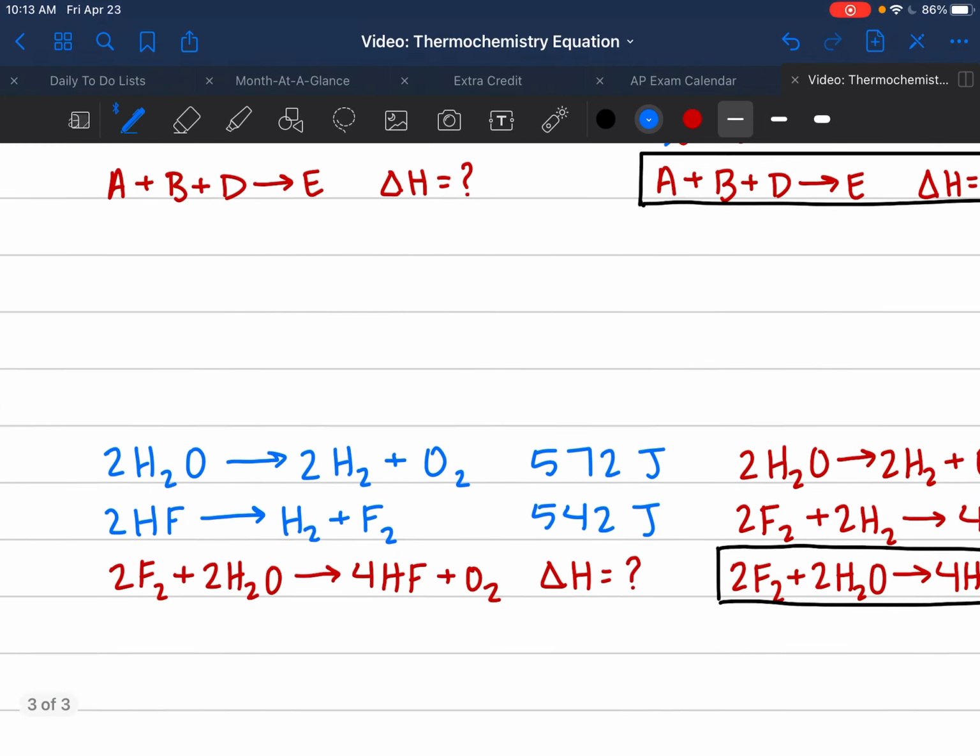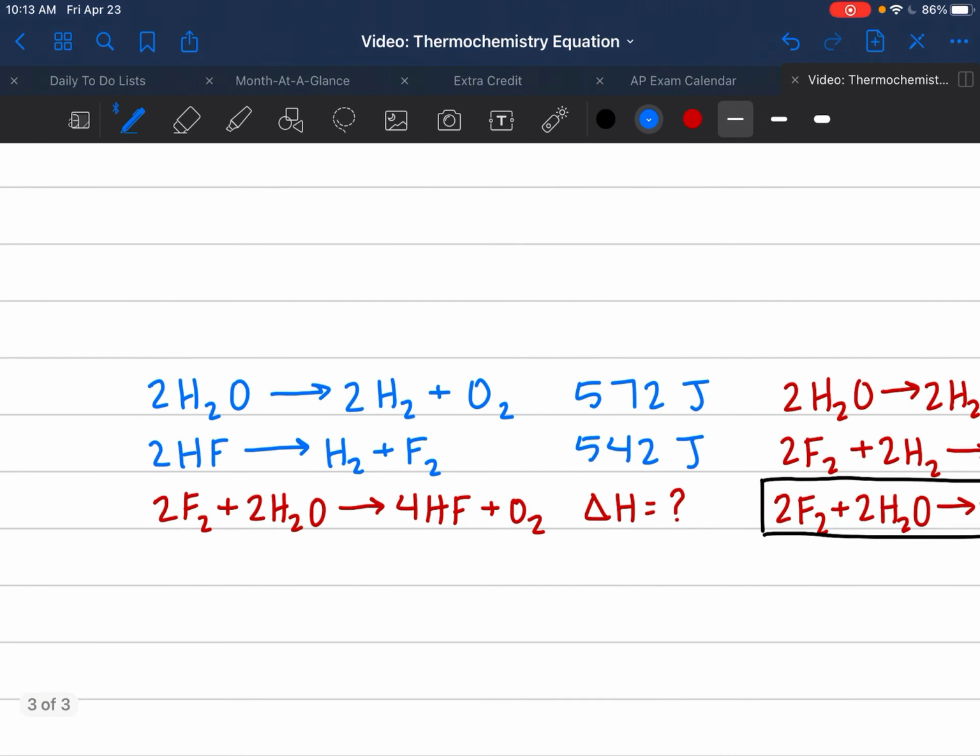Let's look at another one dealing with actual chemicals. So for this one, we have 2 waters, which decomposes to form 2 of hydrogen gas and 1 of oxygen gas. We also have 2 of this hydrofluoric acid, which breaks down to form hydrogen gas and fluorine gas. Off to the side, we have our enthalpies written out, 572 joules and 542 joules.